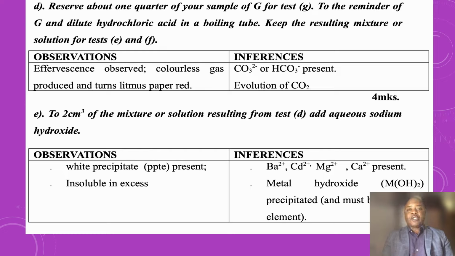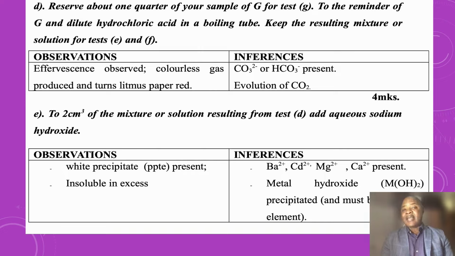So to the remainder of G, add dilute hydrochloric acid in a boiling test tube. Then keep the resulting mixture or solution for test E and F. As I did that, there was effervescence observed. A colorless gas was produced, and it turned litmus paper red.